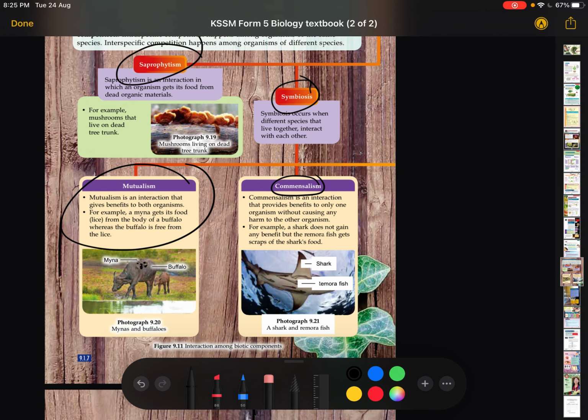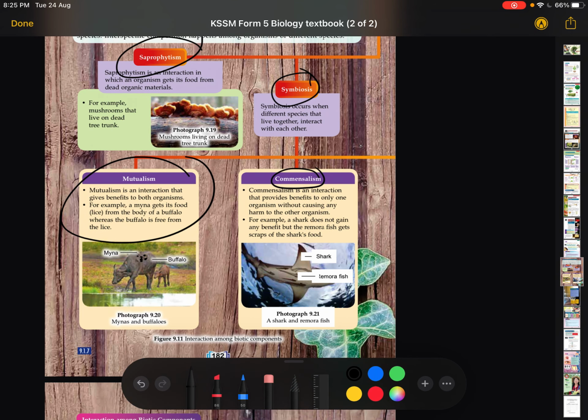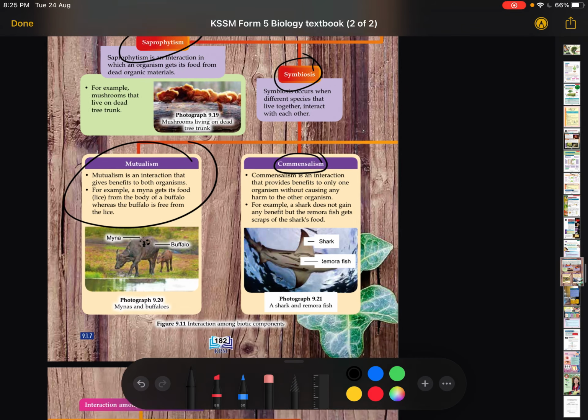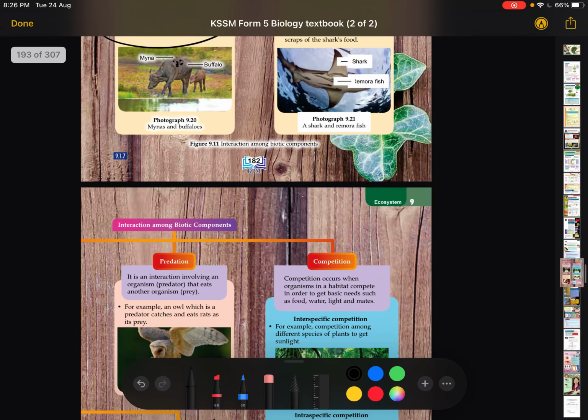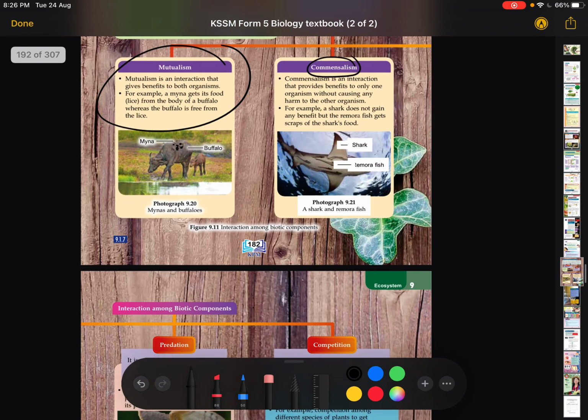Next one is going to be mutualism, because the myna and buffalo both gain benefits from each other. The third one will be parasitism, because the lice receive benefits, but the buffalo does not. So yeah, the myna and buffalo are mutualism, but the lice and the buffalo are parasitism. So I hope it's understandable.